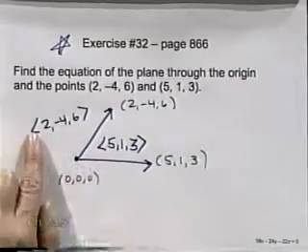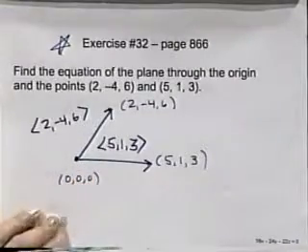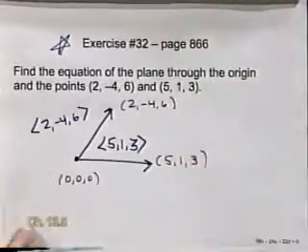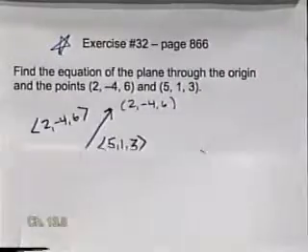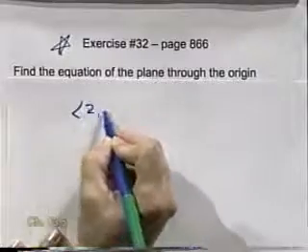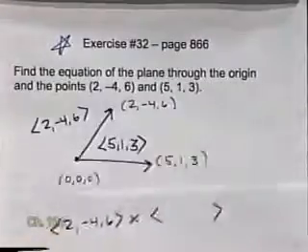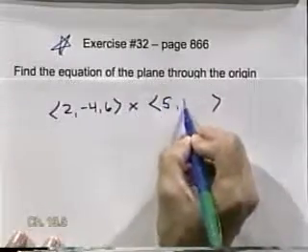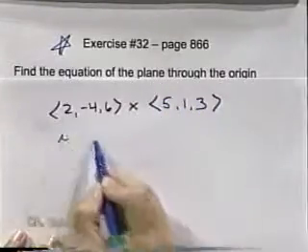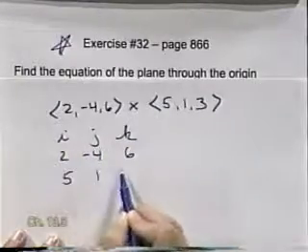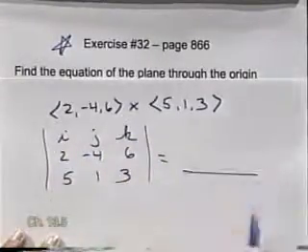So this vector is 2, -4, 6. This vector is 5, 1, 3. We get a vector perpendicular to those two vectors by taking the cross product. So we want to take the cross product of 2, negative 4, 6 with 5, 1, 3. And you've done a million of them where you've gone i, j, k, and put in 2, negative 4, 6, 5, 1, 3, right? Blah, blah, blah.